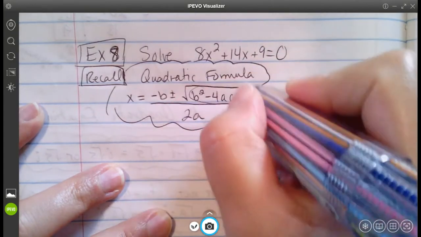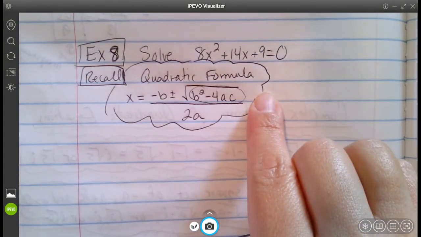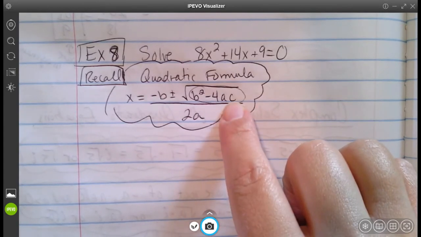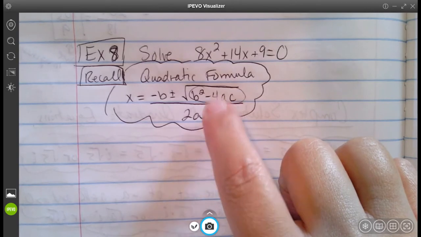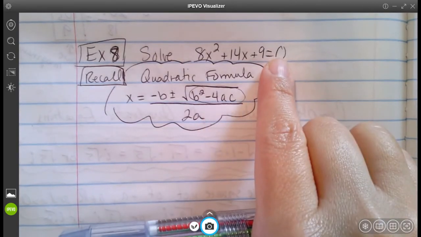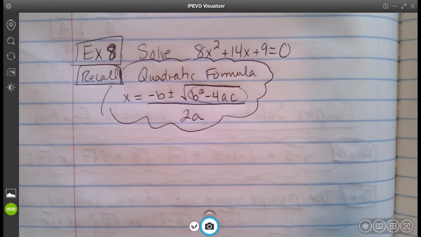This part right here is called the discriminant, okay? When the discriminant is less than 0, that means it's negative, right? That means that the graph has no real solutions. So when that happens, that's when we use complex numbers. So we're going to go ahead and solve this one and see how that works, okay?